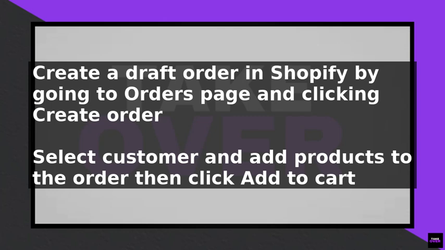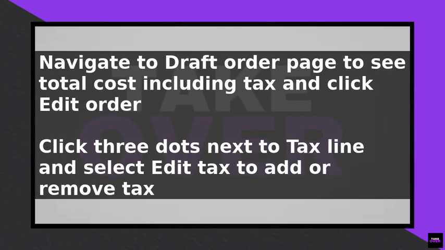of an order. First, you need to create a draft order in Shopify. To do this, go to the Orders page in your Shopify admin panel and click on Create Order. Select the customer and add the products you want to include in the order. Once you have added all the products, click on Add to Cart.